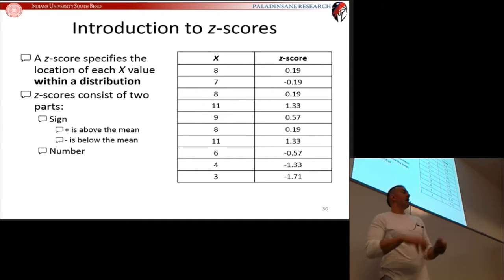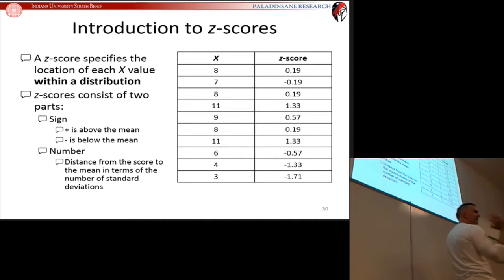The second thing is the actual number. The number gives you information, and that is the distance from the mean to your z-score in steps of standard deviation. So if you have a z-score of minus 1.7, that is below the mean, and it's minus 1.7 standard deviations below the mean. If you got a z-score that's positive 1.33, that is above the mean, and it's 1 1/3 standard deviations above the mean.